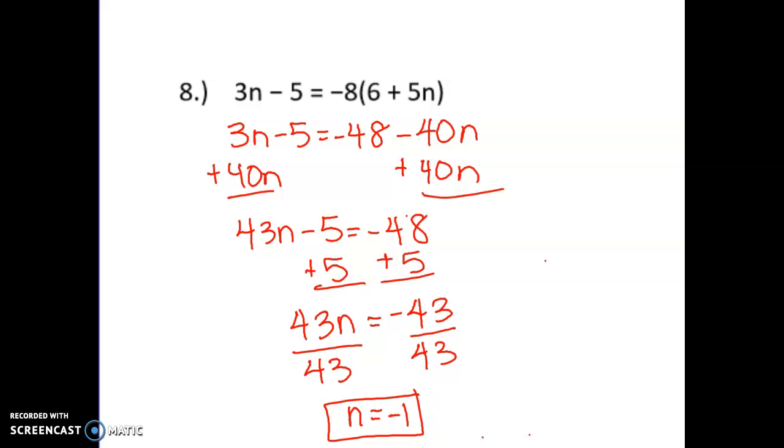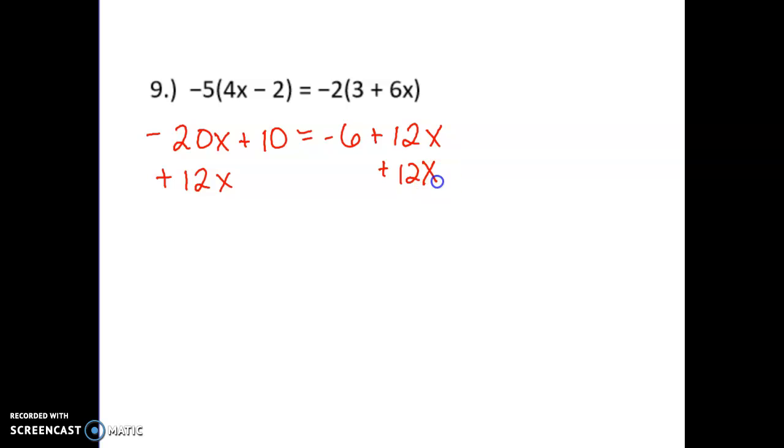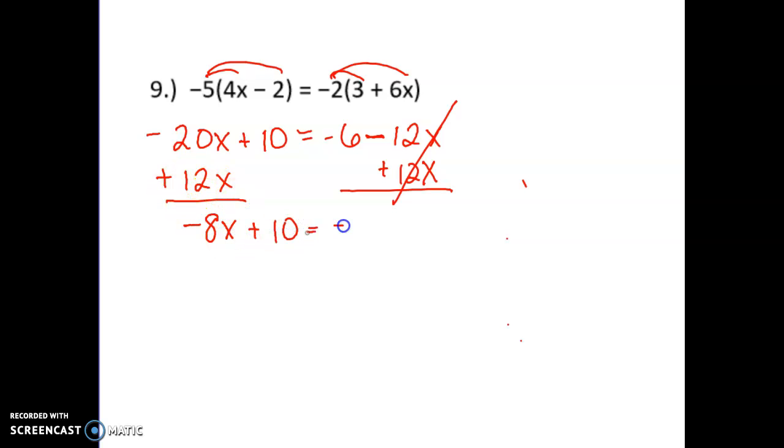And then my final example for this side, number 9, I distribute negative 20x plus 10 is equal to negative 6 plus 12x. I'm going to add my 12x to both sides. I can't distribute or combine any like terms. So I did make one little mistake here. This should actually be a minus. So this is minus. So it's negative 6 minus 12x that I distributed. Okay. They cancel out, and I'm left with, in this case, negative 8x plus 10 is equal to negative 6.